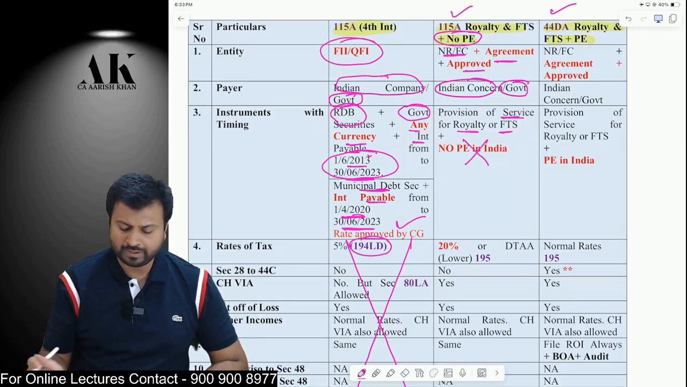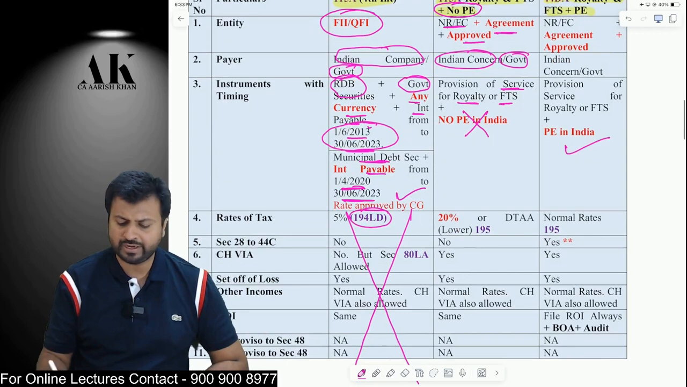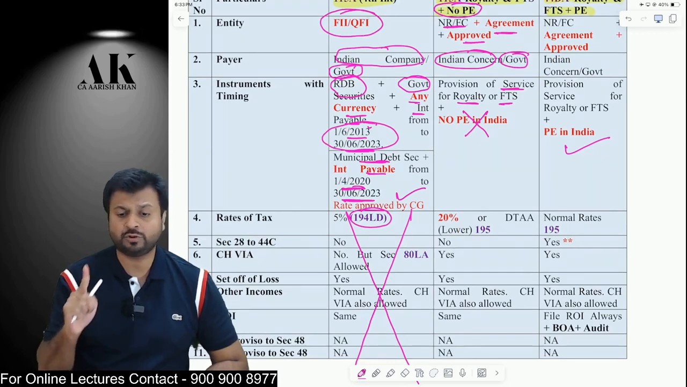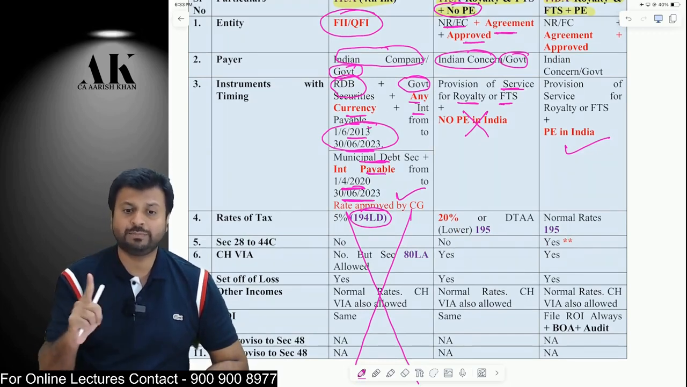Plus, there is no permanent establishment in India. If there is a permanent establishment, you will go to 44DA. But even in 44DA, there has to be an agreement which is approved by the central government. Agreement and approval is a must under both the sections. Okay. Now, let's talk about 115A first.